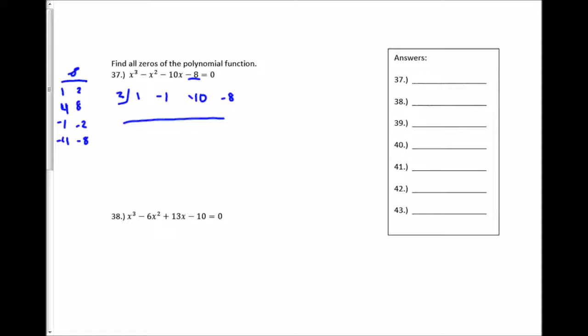And I try my synthetic division. I bring this guy down. I multiply. I add straight down. I multiply. I add straight down. I multiply. I add straight down. So that one's not going to work. So I just cross that off my list. That one didn't work. So then I try something else. Maybe I try something like a negative 2.